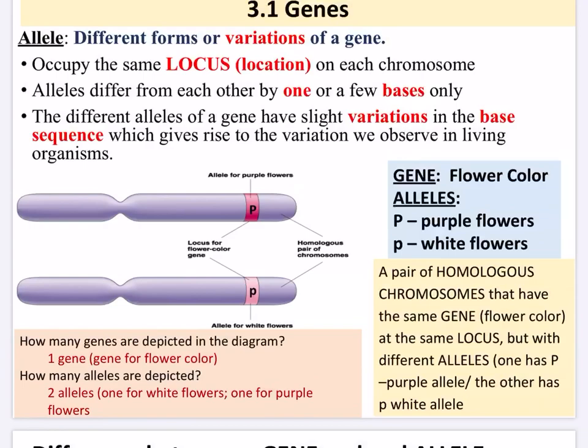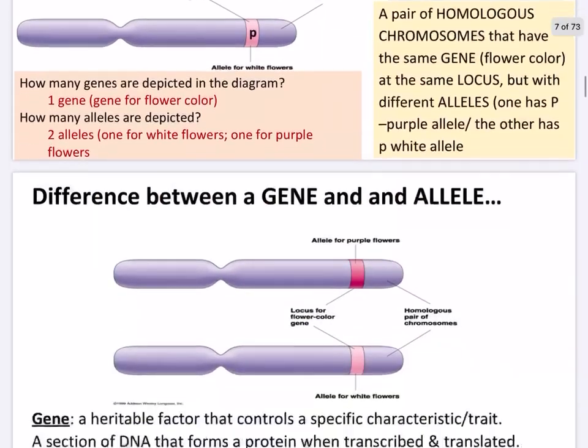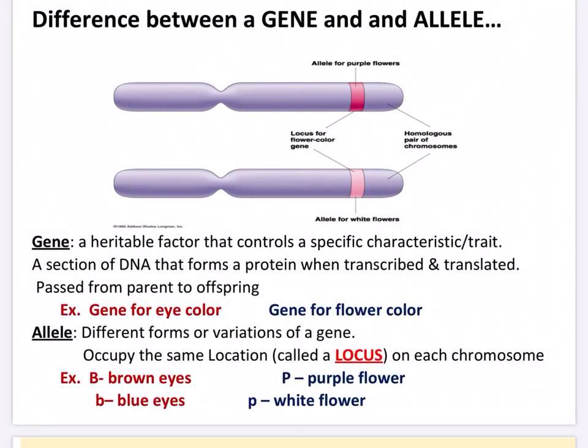So in this diagram, you see that there is one gene, but two alleles of the same gene. One gives that plant white flowers and one gives it purple flowers. So gene and allele, remember that the gene is what the actual trait is, and the allele is that version of the trait. For example, there's a gene that we all have for eye color. And then the alleles would be whether you have brown eyes or blue eyes, etc. And remember that alleles are located at the locus, which is the same for each chromosome.